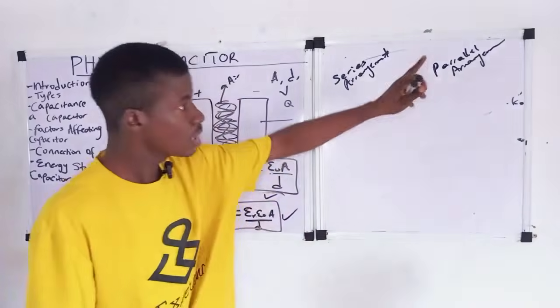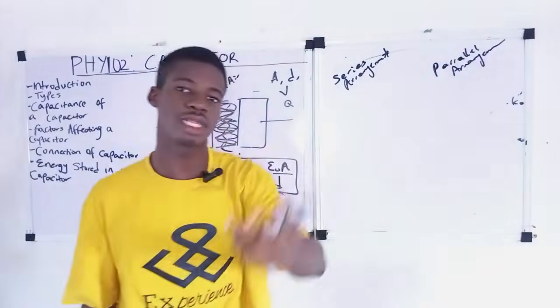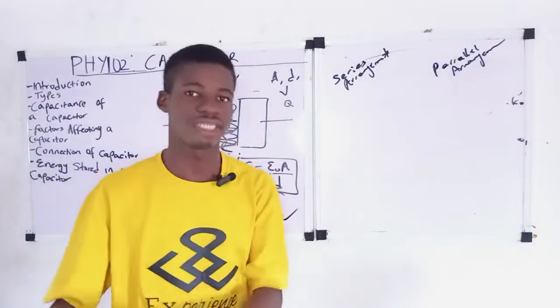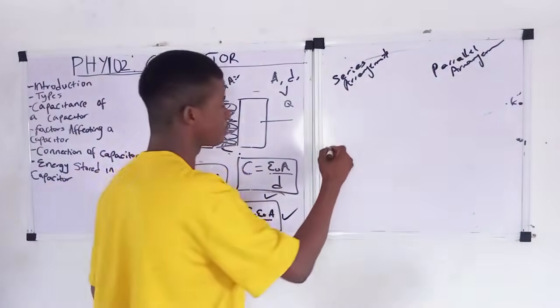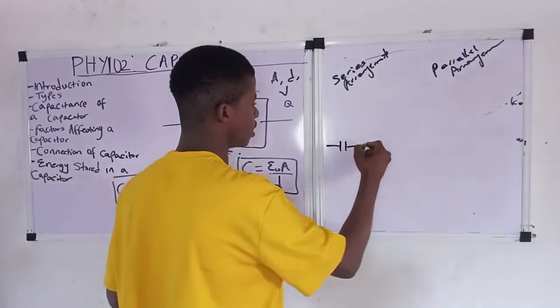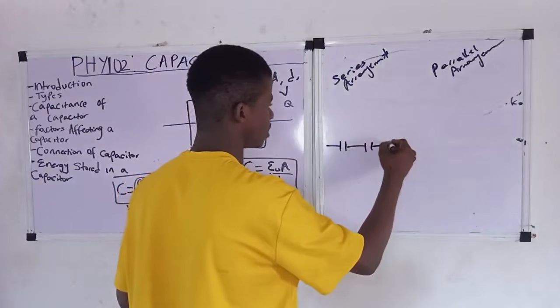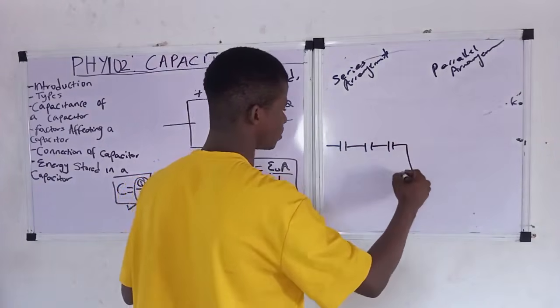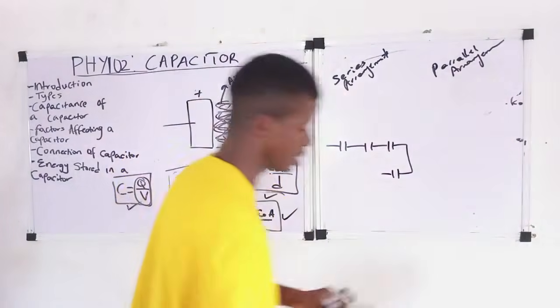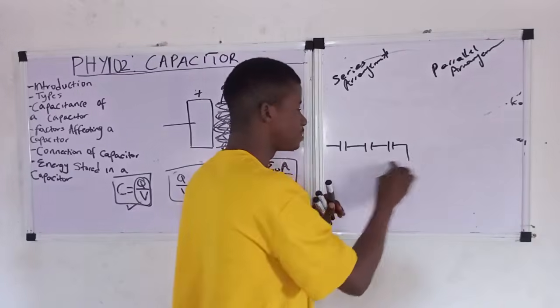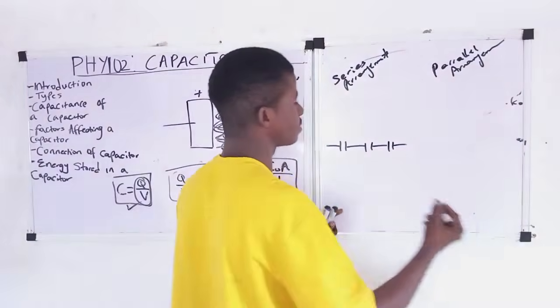Let me show you how you know a series arrangement and how you know a parallel arrangement. In a series arrangement, we have something like this. Then in a parallel arrangement, you have something like this.